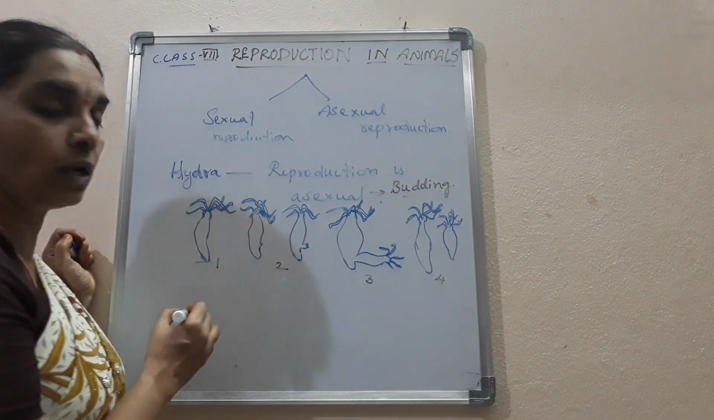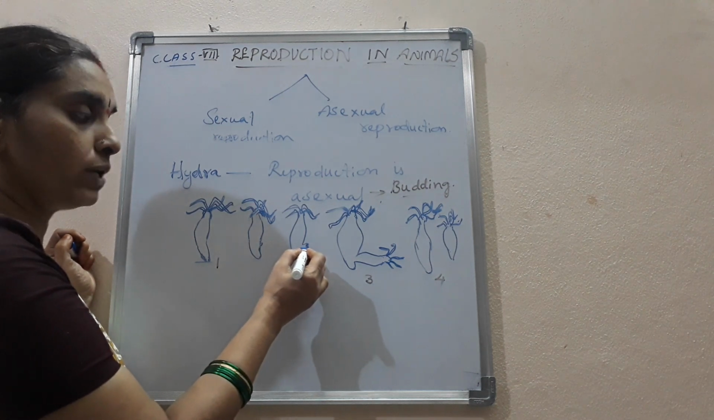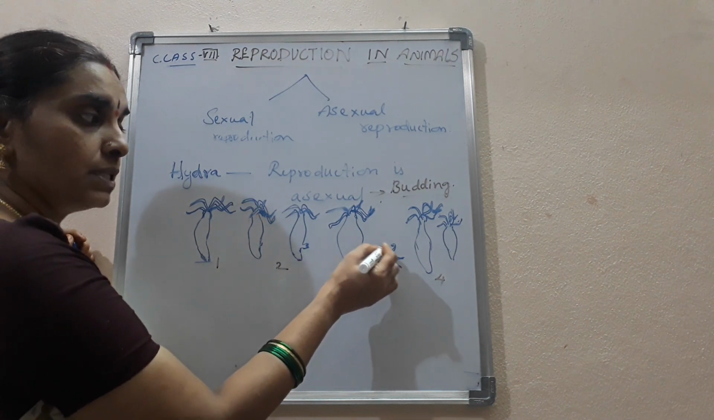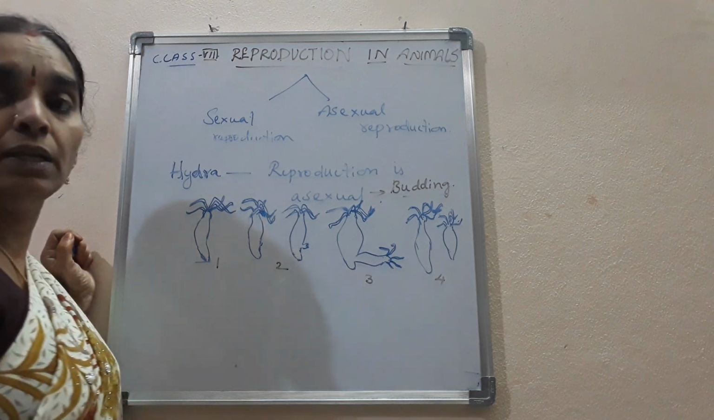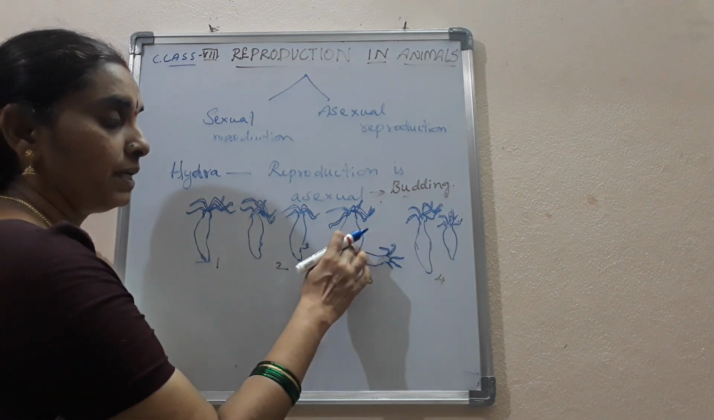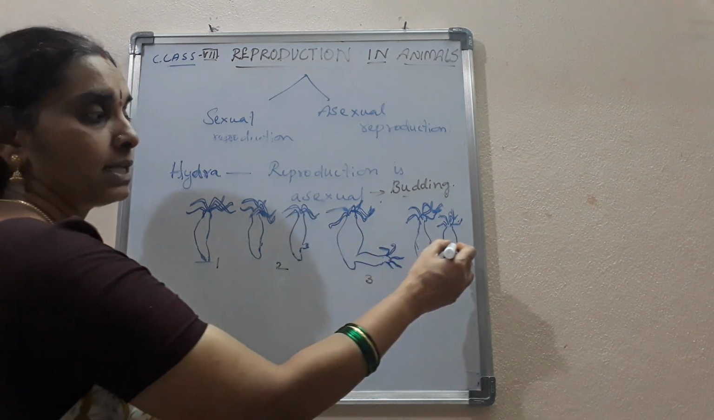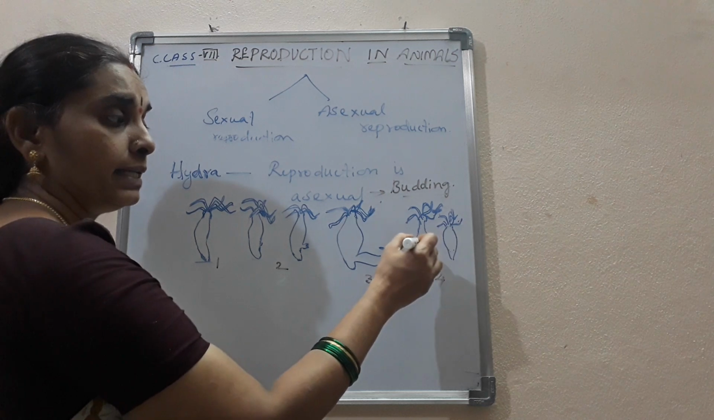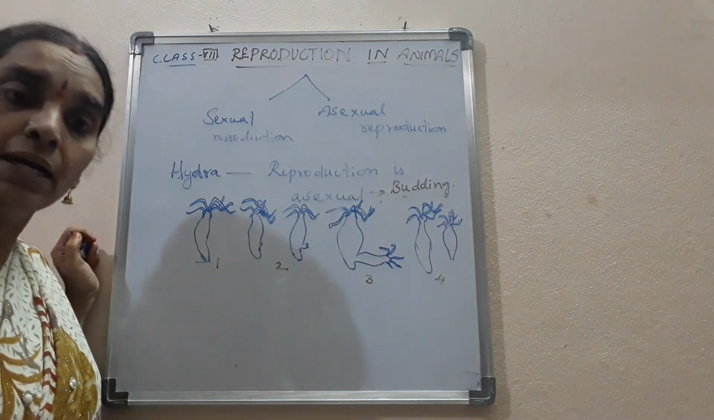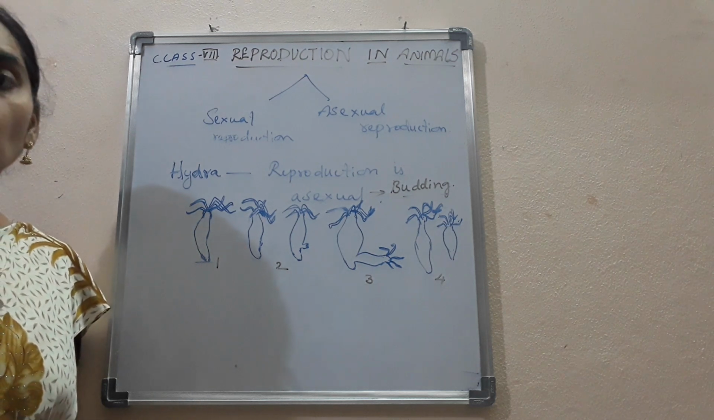It develops a small bud over the outer surface of its body, and it grows gradually and develops the tentacles at the terminal position and later detaches itself after it is completely developed. It detaches itself from the parent hydra and leads an independent life, and it is similar to the parent hydra. This is about the reproduction in hydra. Okay, children?